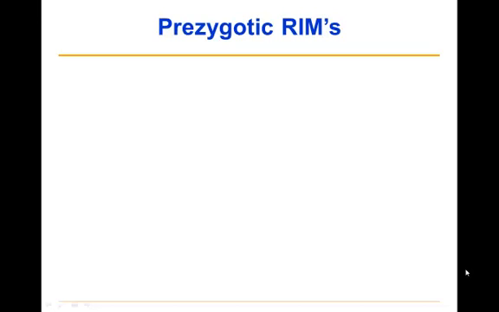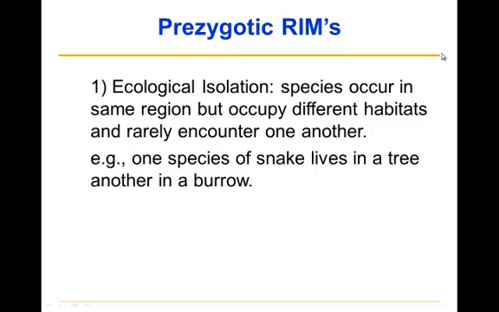I told you last time there are two types of RIMs, prezygotic and postzygotic RIMs, and now we're going to explore what some of the prezygotic reproductive isolating mechanisms are. One example of a prezygotic RIM would be an ecological reproductive isolating mechanism.